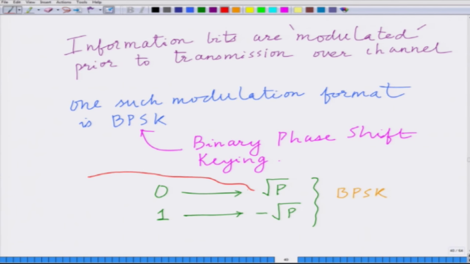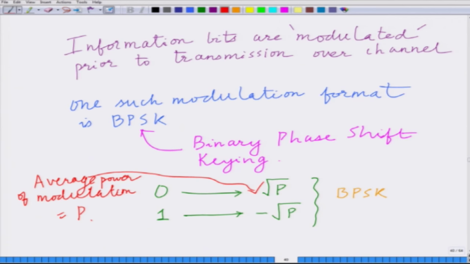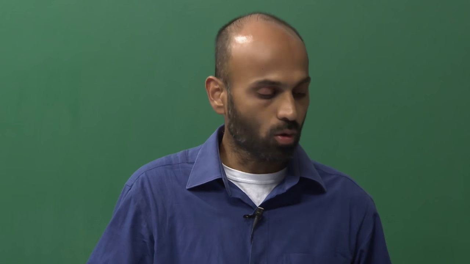So the average power of this modulation format: since you are transmitting an amplitude of square root of p or minus square root of p, the average power is the square of the amplitude, and therefore the average power of this transmission format is p, with BPSK modulated symbols of plus square root of p and minus square root of p. And these modulated symbols are subsequently transmitted over the channel.